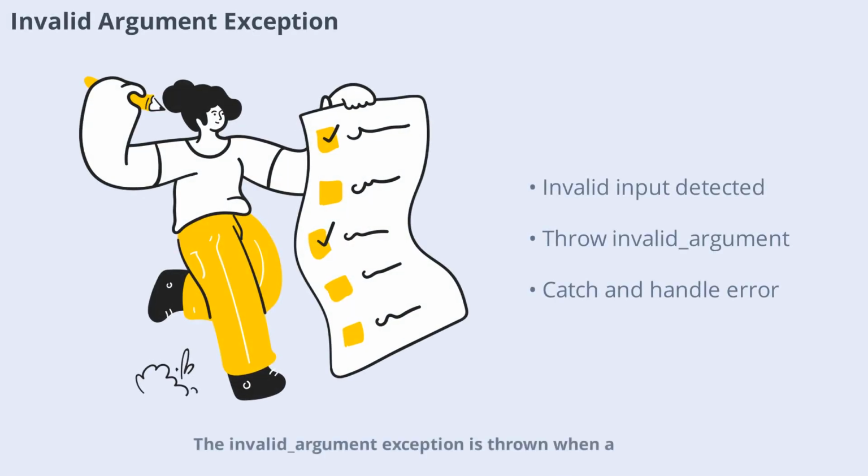The invalid_argument exception is thrown when a function receives an argument that is not valid. For example, passing a negative number to a function that expects only positive values. Catching this exception helps you validate input and prevent incorrect operations.